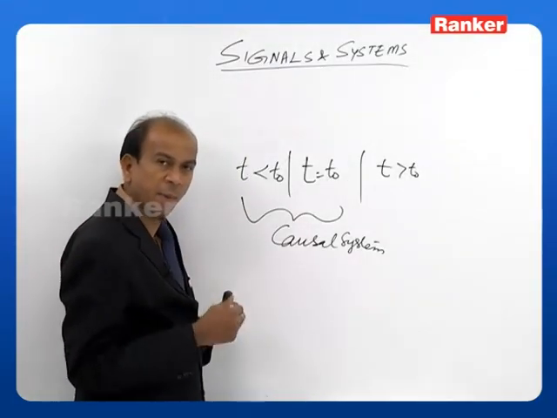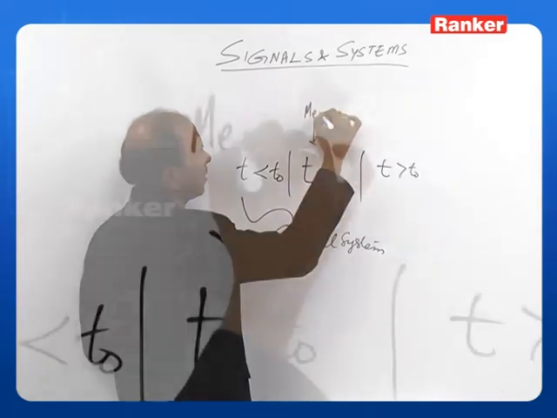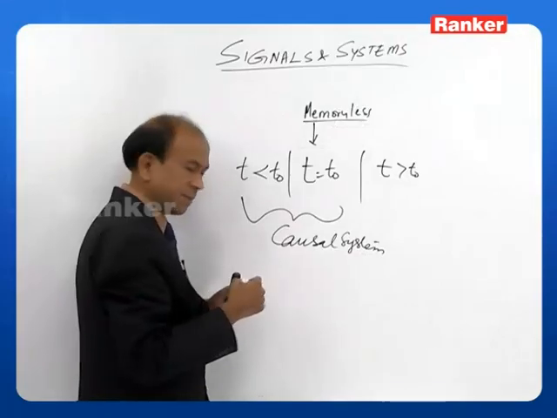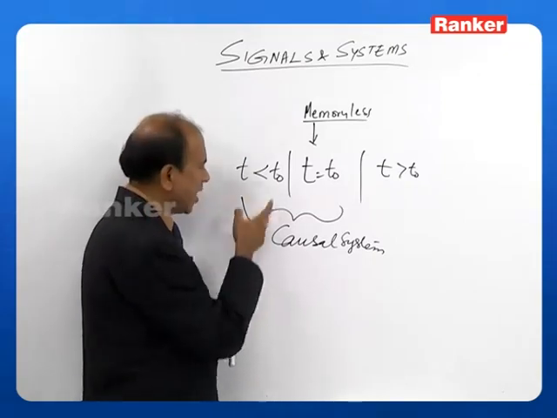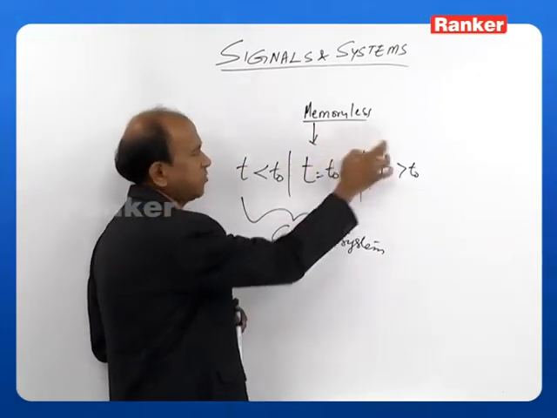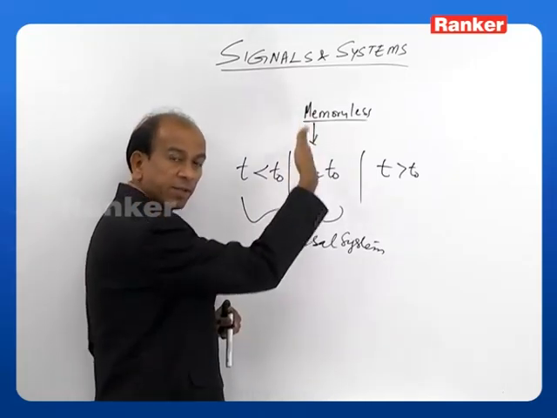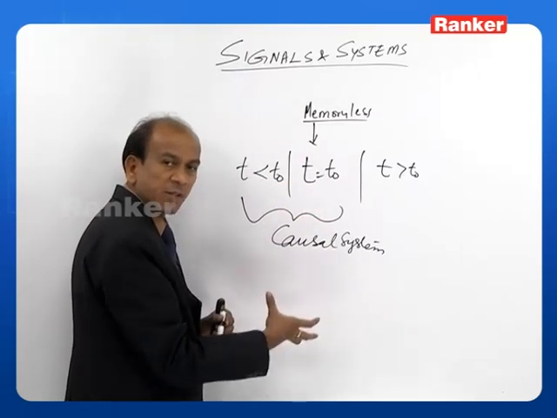Whereas a memoryless system we have seen is this only. This is my memoryless system. That means my system is memoryless if it has no effect of these two, whereas a causal system is called causal where it not only depends on the present but the past also has a certain influence on the system. This is a causal system.